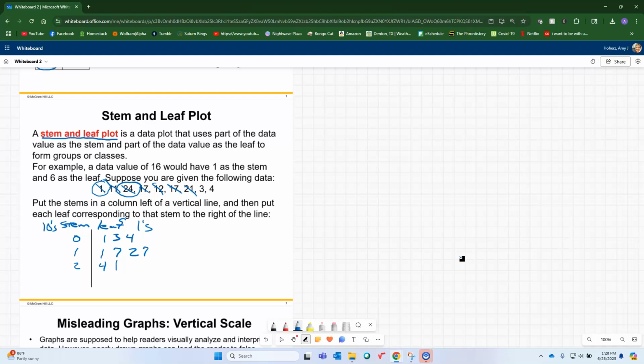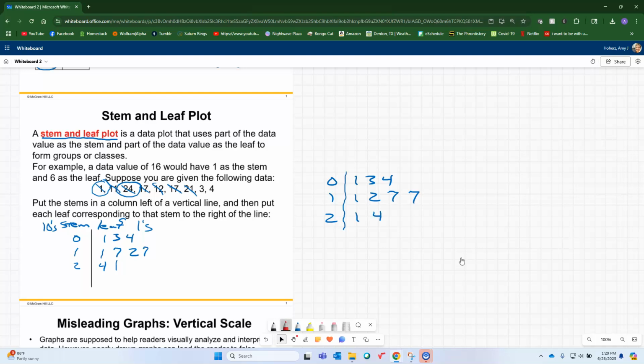And then what we typically do is what's called an ordered stem and leaf plot. So this is a stem and leaf plot, but most of the time we take that and then we order it. So we have 0, 1, 2, and 3, 4 is already in order, so that one's good. 1, 7, 2, 7, let's put that as 1, 2, 7, 7 instead. For the 2, the 4 and the 1, let's put that as 1, 4.